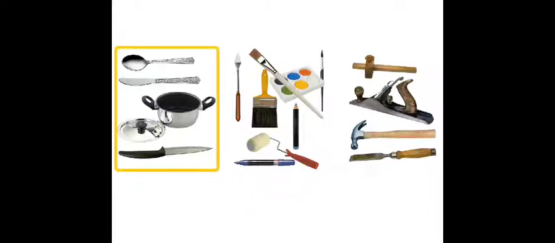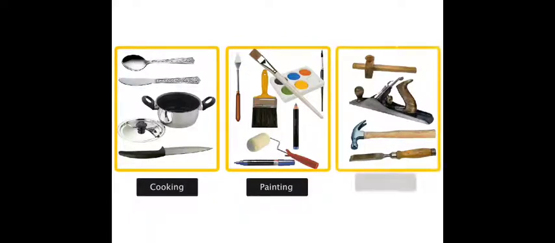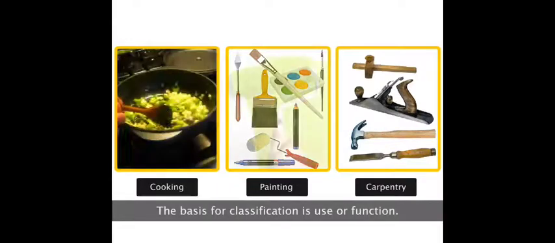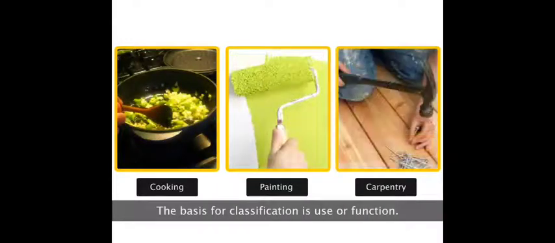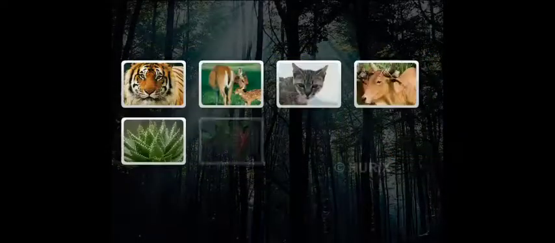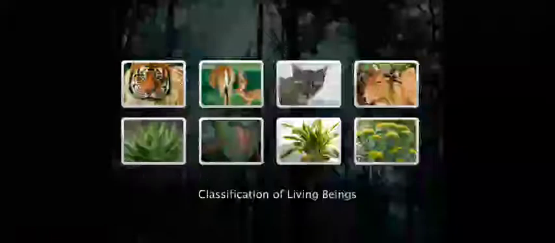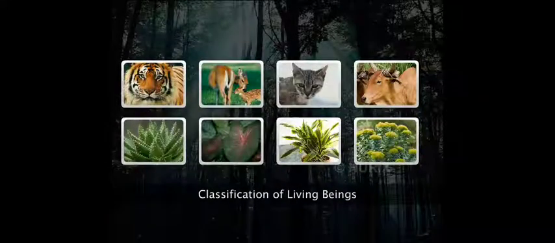This group of tools is used for cooking, this group for painting, and finally, the tools in this group are used for carpentry. We could classify them into separate groups on the basis of their use or function. Similarly, living creatures are classified into groups on the basis of many attributes. Let us look at the basis of classification of living beings.